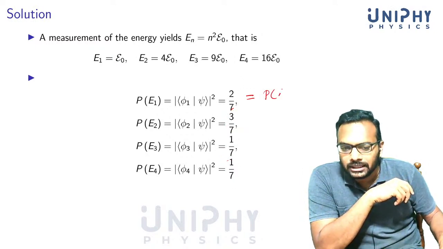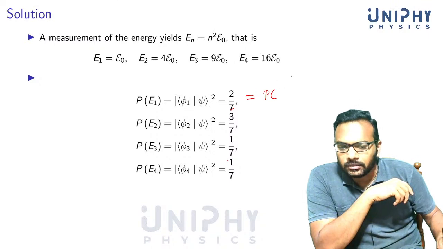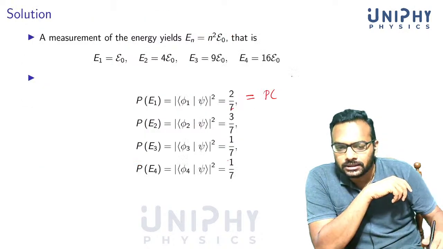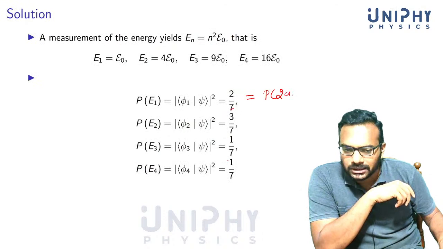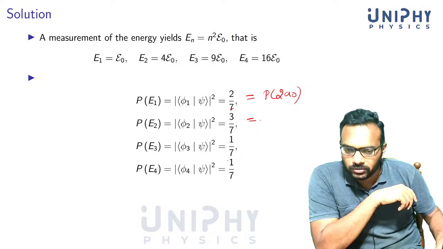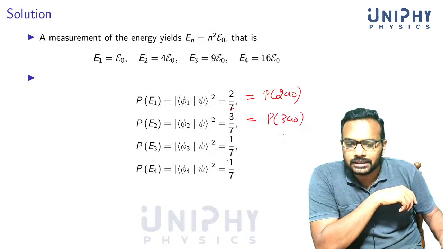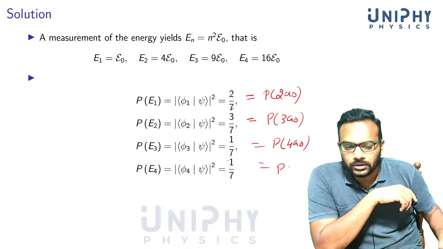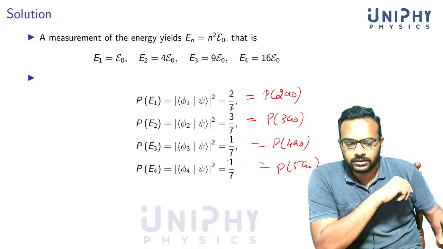Again, it would also be the same. P of, let's say, A1, or the probability of measuring 2A0, is equal to the probability of measuring a value 2A0 for the observable A, etc. It's exactly the same. This is also equal to the probability of 5A0.